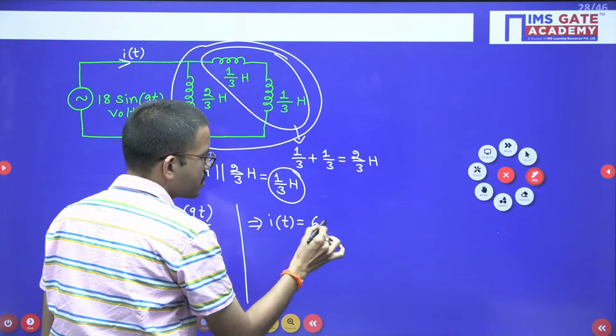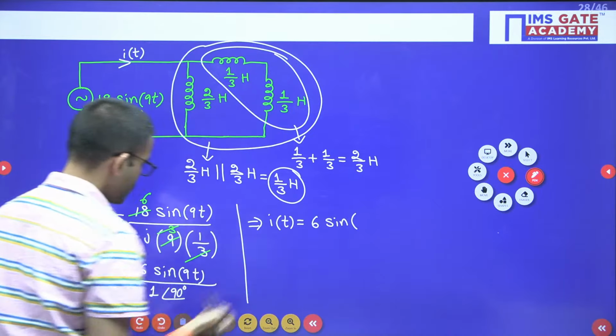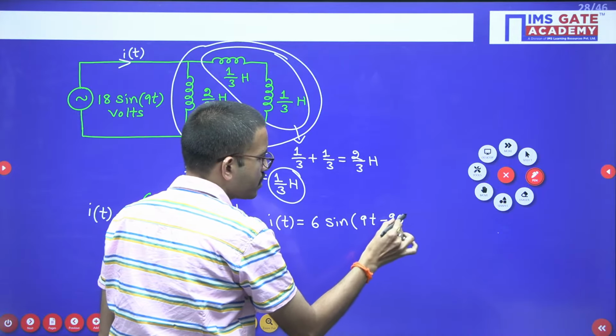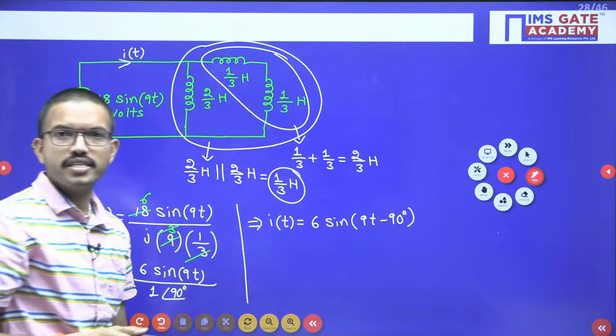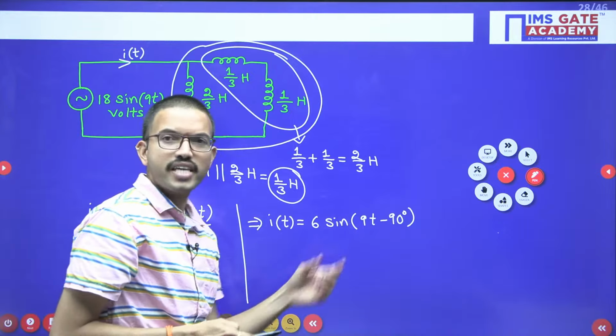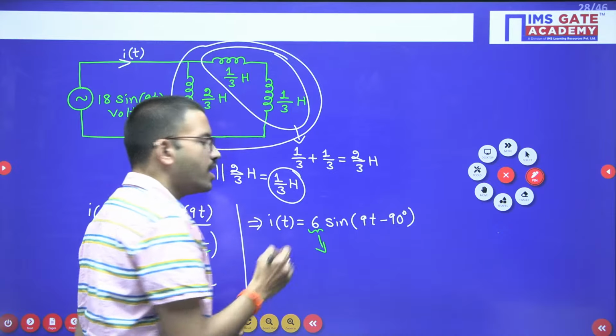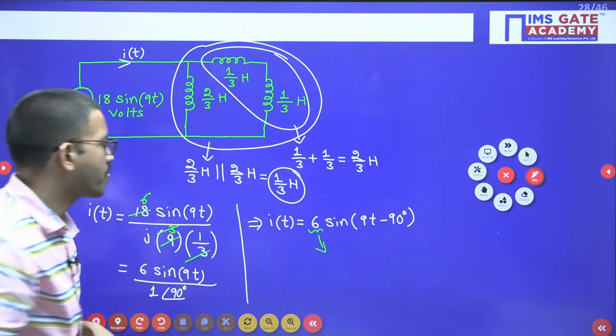6 sine 90 minus 90 degrees, right? Whenever you are having sine or cos, whatever value you are having here, that is the peak value or amplitude, all are the same.